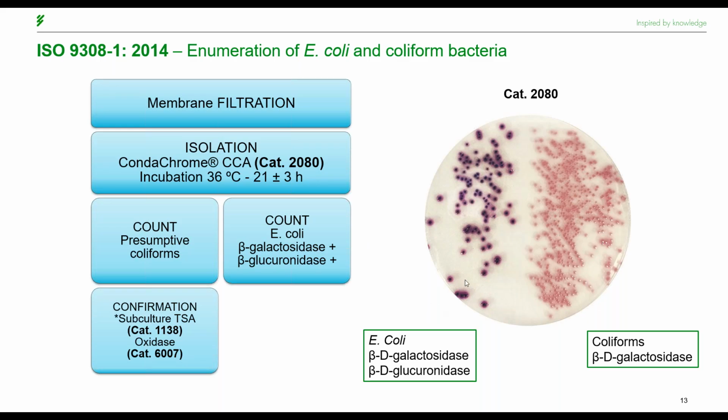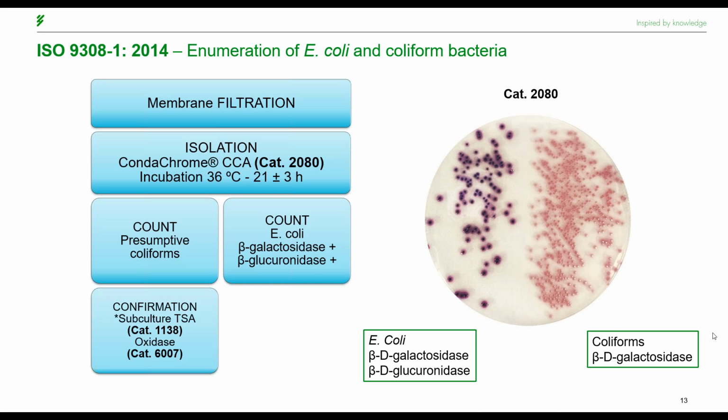On the left, we have growth of E. coli, and on the right side would be colonies of coliforms. The filter is incubated and then examined. Pink-red colonies are listed as suspected coliforms, and blue-violet colonies as suspected E. coli. The total count would be all colonies, both pink and purple.